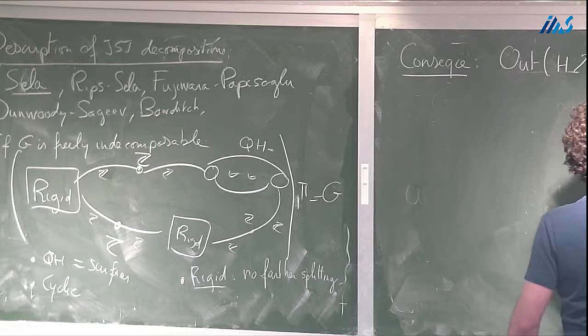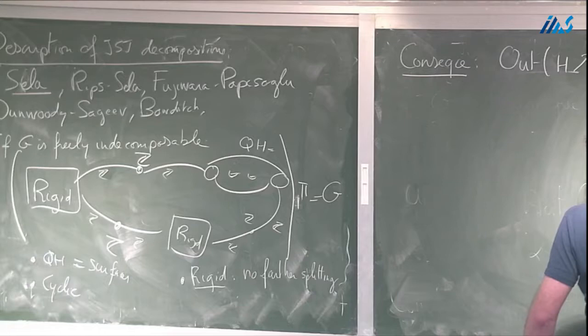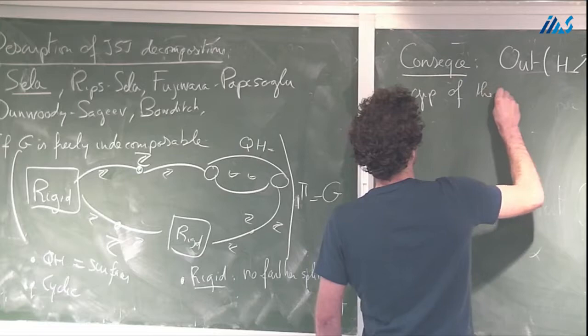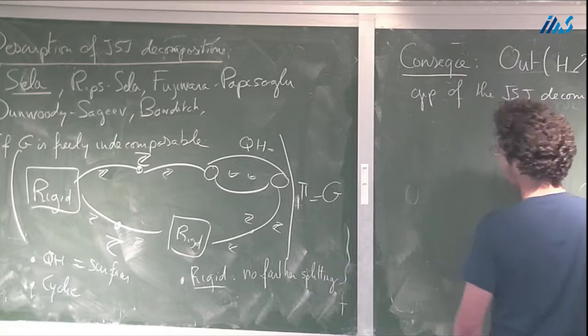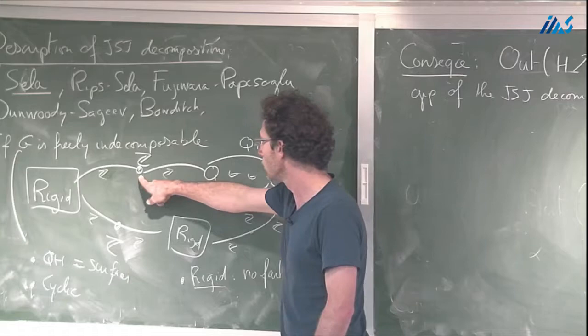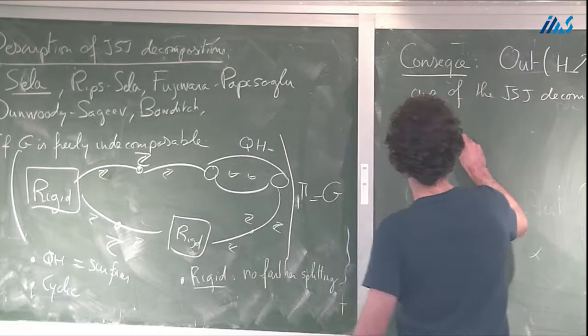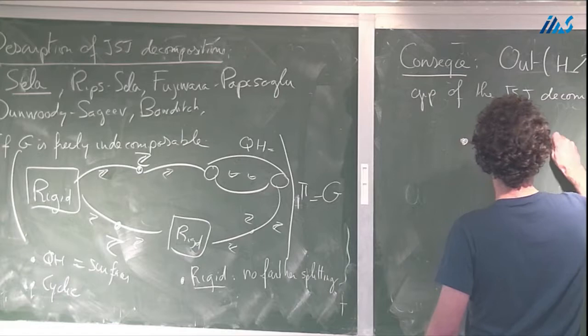when H is G_v, one of those vertex groups of the JSJ decomposition. For instance, if you take Z, obviously the group of automorphisms of Z that extend is finite, because already the automorphism group of Z is finite. But that's true for rigid groups. That's an important fact: if H is a rigid vertex group, then this is finite.